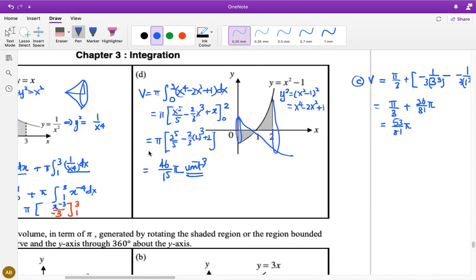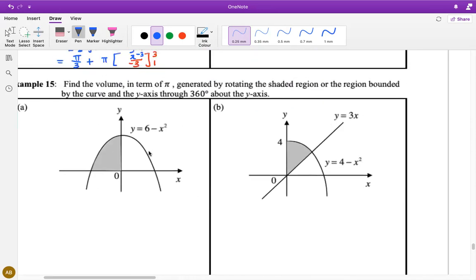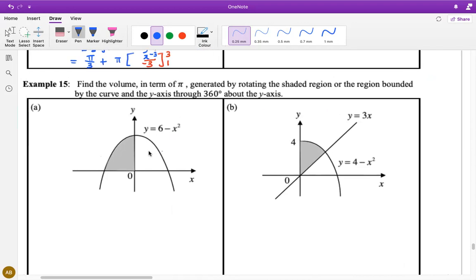Okay, correct. Now example 15. Example 15 is to find the volume of the curve when we rotate about the y-axis. Y-axis, we rotate here. So how to find it? You need to find the coordinate here. So there is 6, here the coordinate is 6. You can see the diagram here.